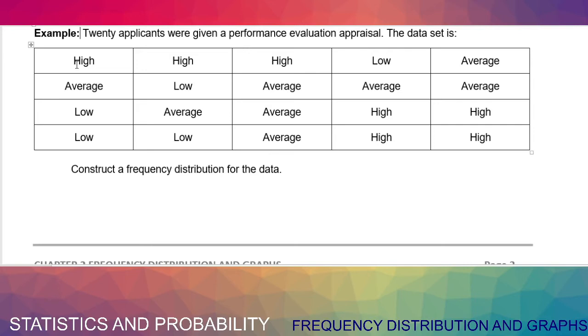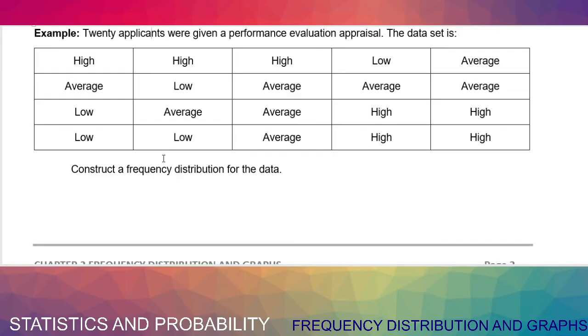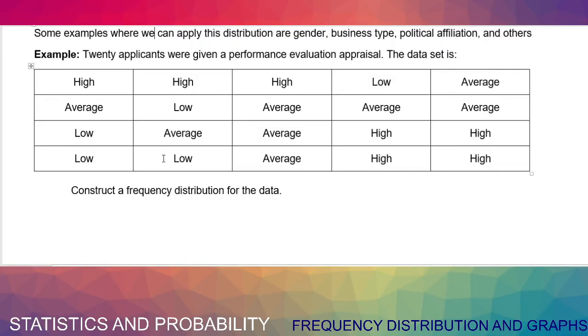So, bibilangin natin yung every data natin. Meron tayong tatlong data: high, average, and low. Bilangin natin yung high. Ilan ang high natin? Kung bibilangin natin, 1, 2, 3, 4, 5, 6, 7. Okay. So, meron tayong 7 na high. Nilagay na natin sa table yung tally natin, which is 7.